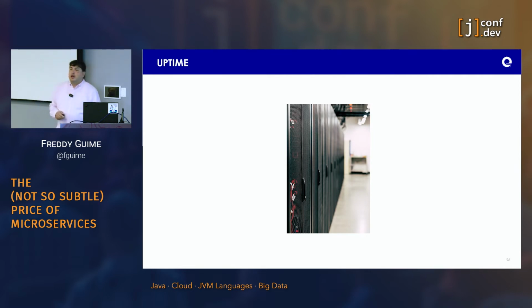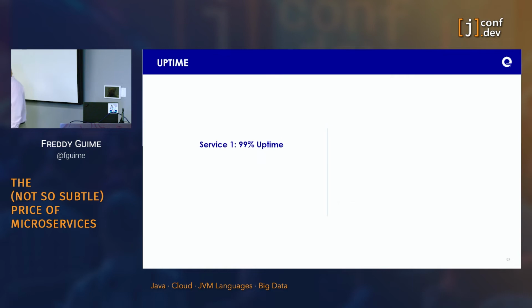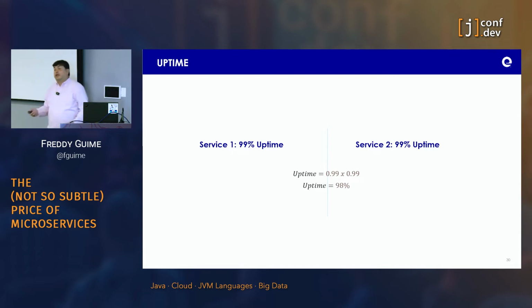The second hidden cost that we tend to forget is uptime. So this is a math problem. Let's see. If I have a service 1 that has 99% uptime, and I have a service 2 that depends on service 1 at 99% uptime, what is the uptime of this system? 98%. Right. The uptime formula is essentially uptime of service 1 times uptime of service 2 times uptime of service n that are part of your critical path. So 99% times 99%, you get an uptime of 98%.